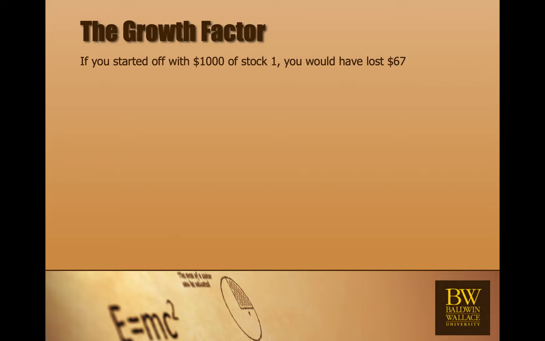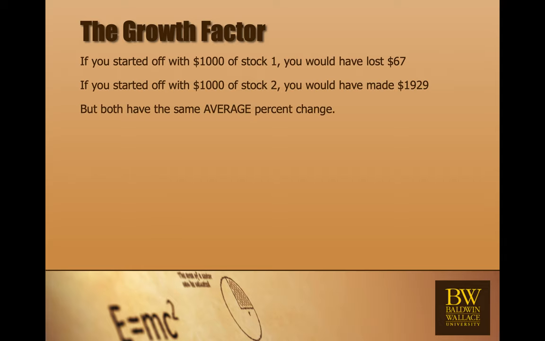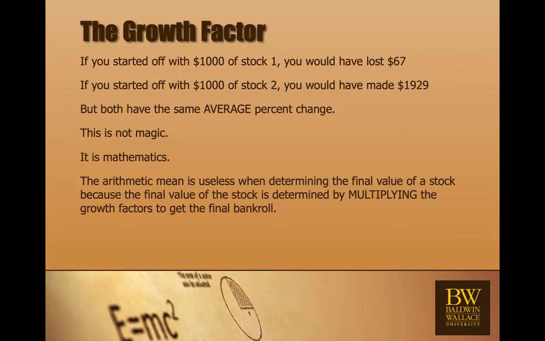If you invested $1,000 in stock one, you would have lost $67, even though on the average it went up 24% every day. If you start off with $1,000 of stock two, you would have made $1,929. Both have the same average percent change. There's no tricks here. It's just math. We're just multiplying things. We're doing it right.